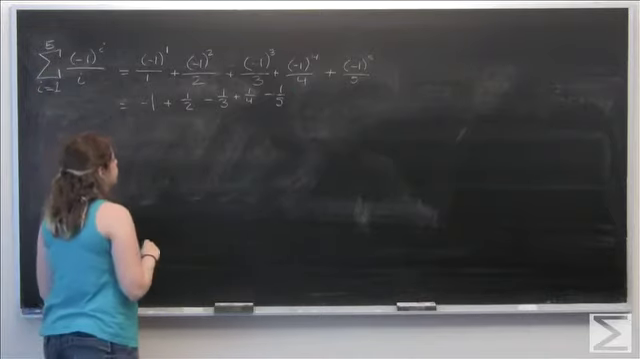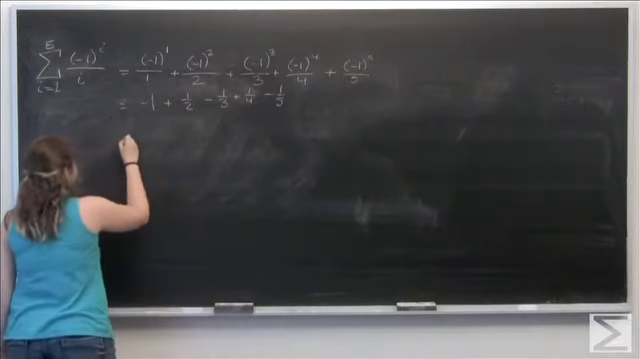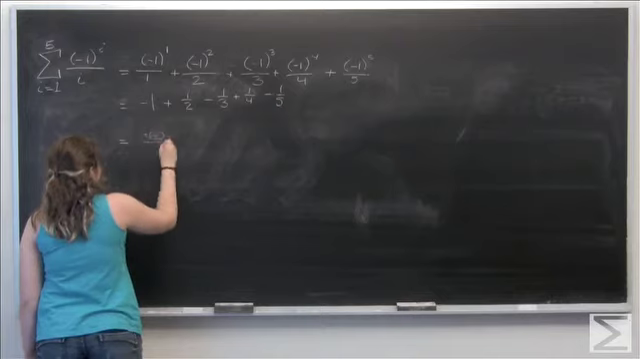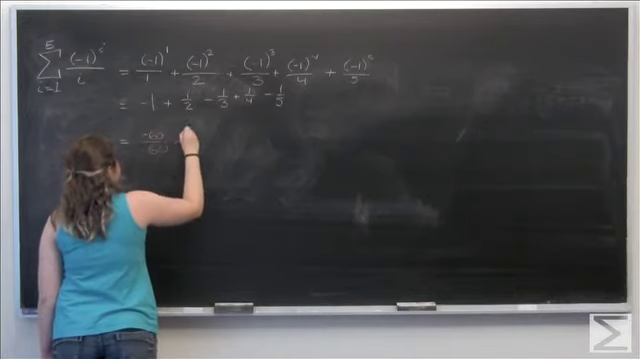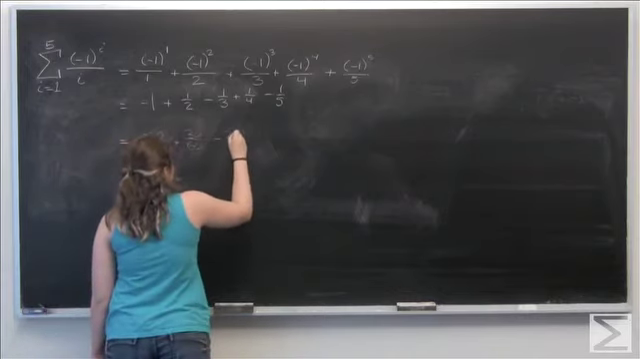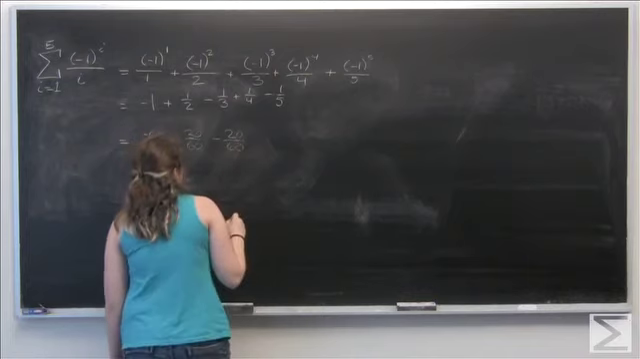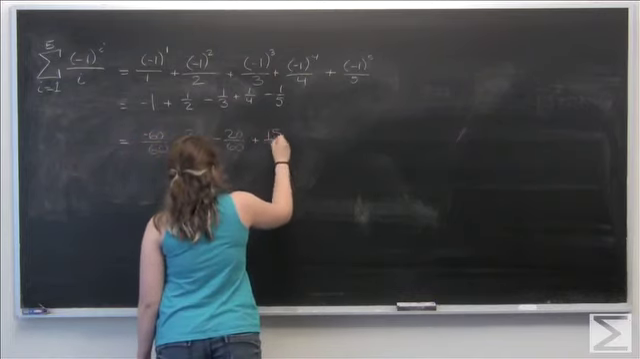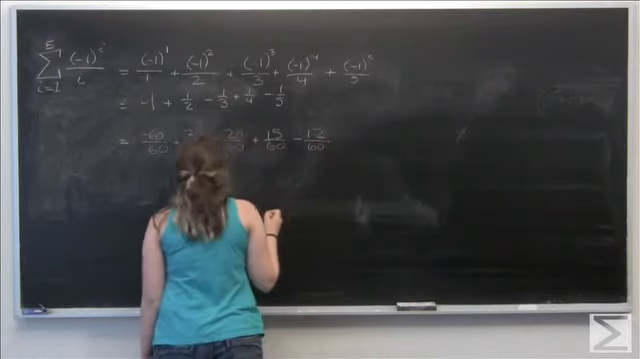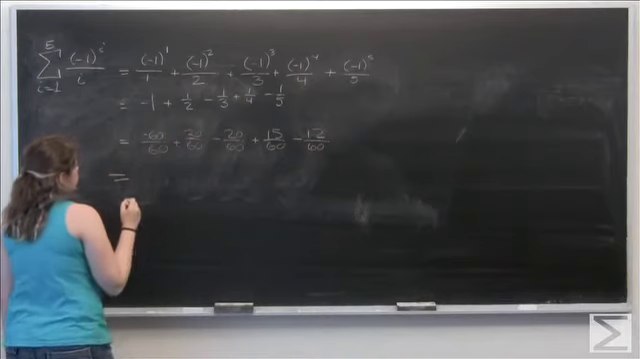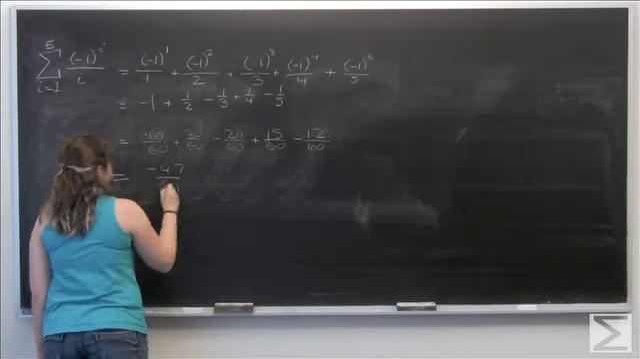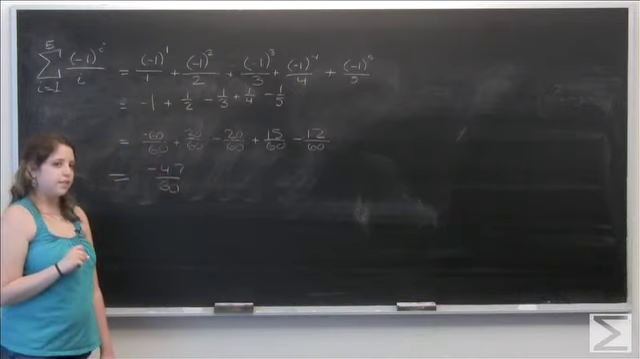So now we're going to calculate the sum. I'm going to put them under a common denominator. So we have -60 over 60 plus 30 over 60 minus 20 over 60 plus 15 over 60 minus 12 over 60. And that equals -47 over 60. I believe that's the answer. There you go.